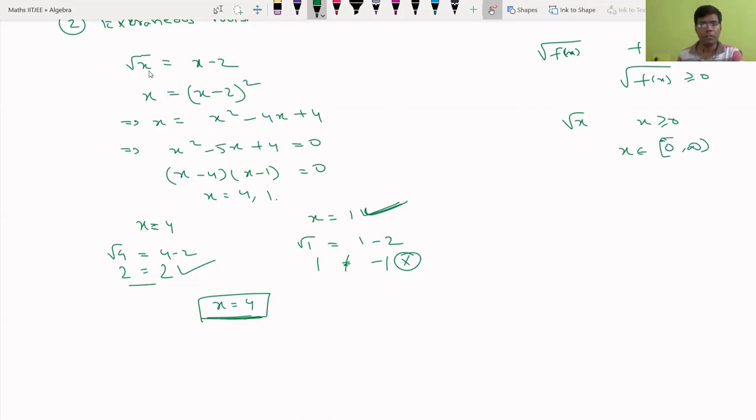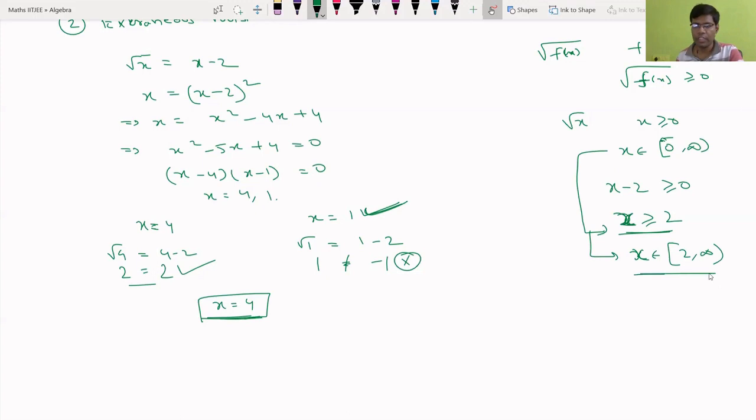But here, along with that, I should also consider that under root of f of x is also greater than or equal to 0. That means x minus 2 is also greater than or equal to 0. That means x is greater than or equal to 2. So basically, if I take the intersection of these two, I will get x belongs to [2, infinity). It is closed and it is open. So my actual domain is x belonging to [2, infinity).